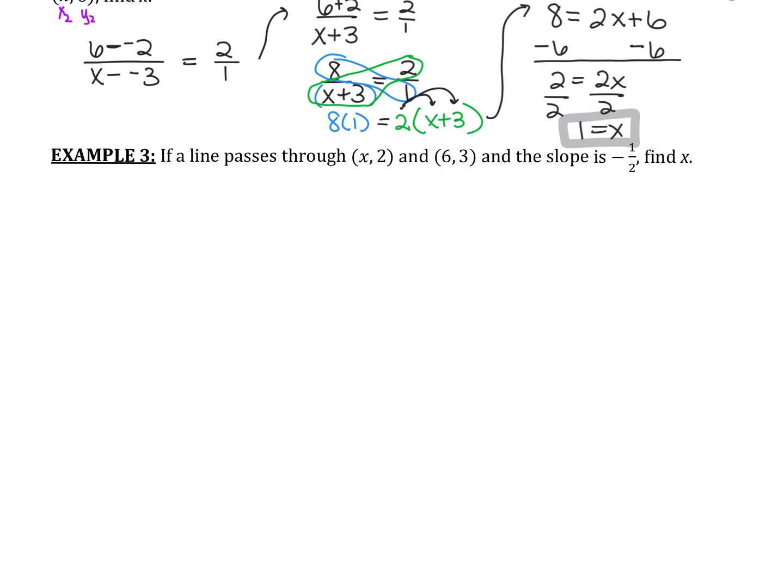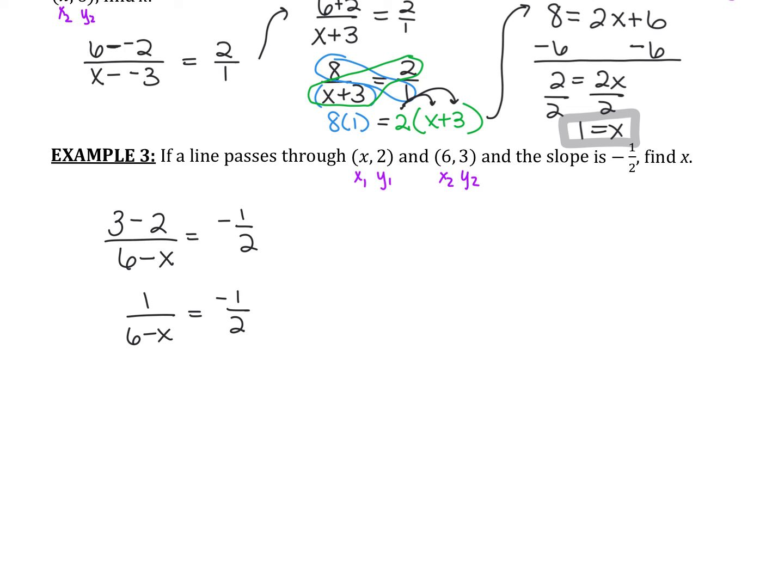All right, here we go. Let's label this. Hopefully you feel good about this. I'm going to call this one x1, y1, x2, y2. So setting up my problem, y2, 3, minus y1, which is 2, over x2, which is 6, minus x, equals negative 1/2. That's my slope. So let's simplify. 3 minus 2 is 1. 6 minus x doesn't simplify.